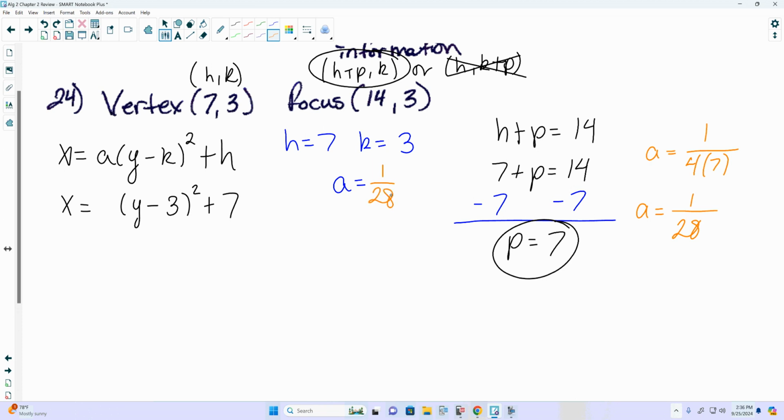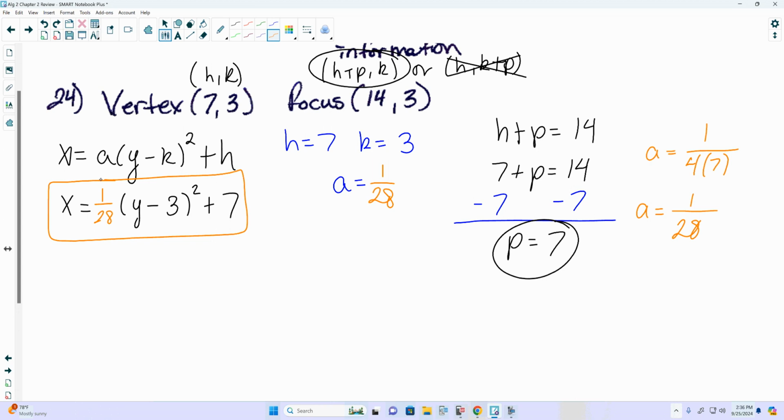Questions on this so far? So once we find p, we plug it into our 1 over 4p to find a, which tells us it is 1 over 28. Plug a, h, and k into our equation, and we are done with this one here. Questions on this here? Questions on any of this so far?